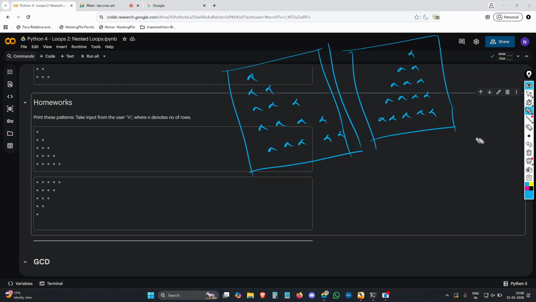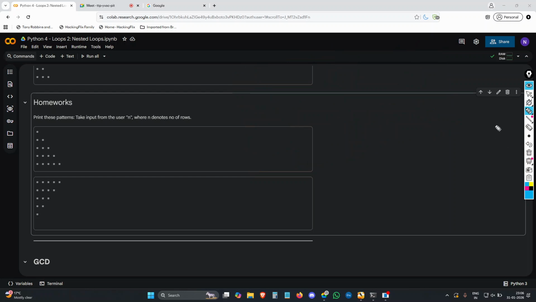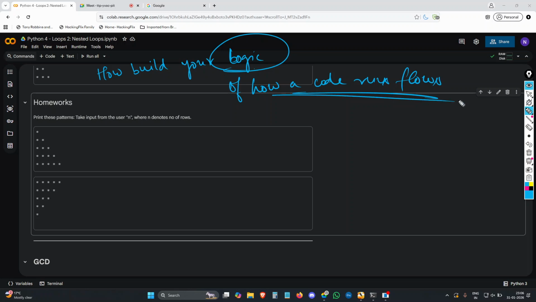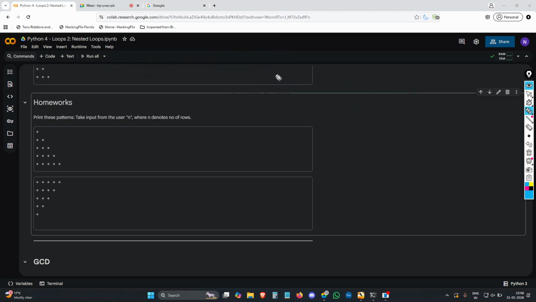Everyone feels so frustrated with pattern problems. We always think, okay, where is it needed? Why is it needed? No one needs it, mainly, I would say around 95% to 99%. Maybe there is 1%, I don't know, but that much is not needed. But why is it needed? Just because of how it builds your logic. It helps you build the logic of how a code runs or flows. So that's why patterns are so important. So you will understand how we have to make this kind of pattern now.